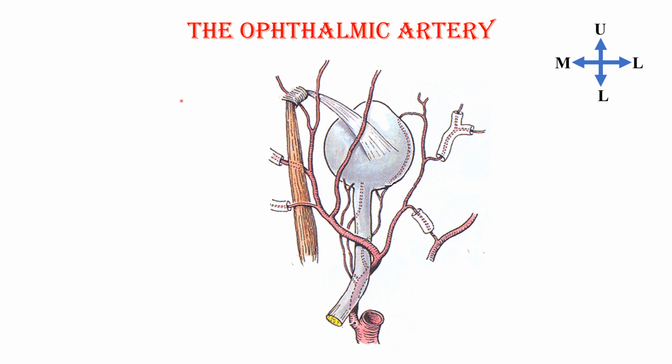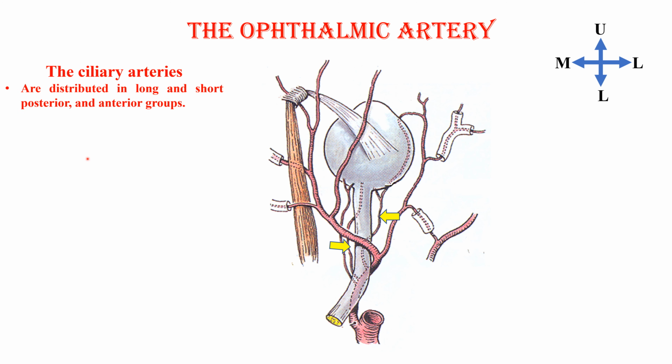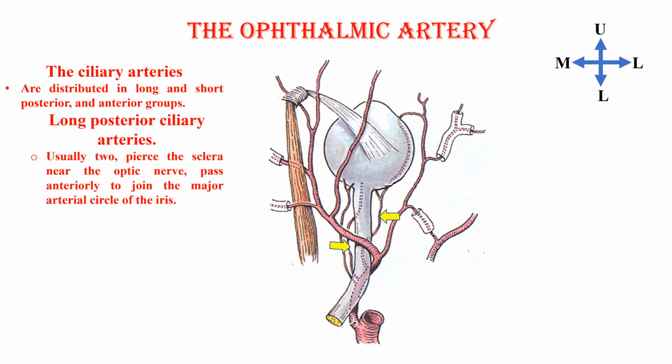To continue the main branches of the ophthalmic artery concerning the orbit, here are what we call the ciliary arteries, which are two groups, long and short, and posterior and anterior groups. The long posterior, usually two, pierce the sclera near the optic nerve and pass anterior to join the major arterial circle around the iris. They are not well described here, but this one of them, which the iris is supposed to be over here, forms that circle around it.